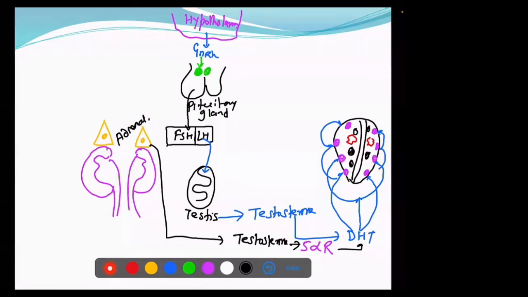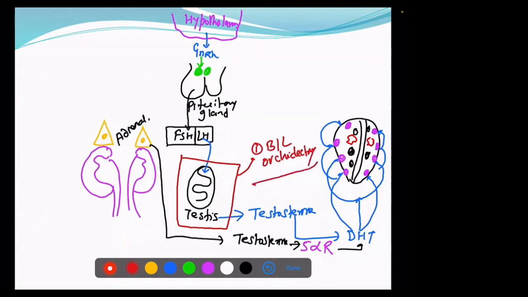So what are the options that we have for decreasing the testosterone supply? One is we can remove the testis: bilateral orchidectomy or orchiectomy. Remove both testes. If you remove both testes, it leads to sudden lack of testosterone, and obviously there will be lack of DHT, and cancer prostate will regress. But some males don't like this.